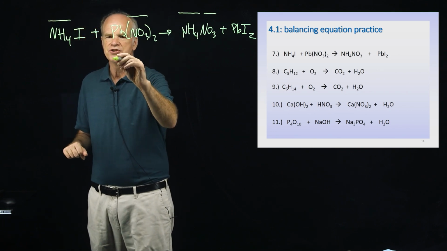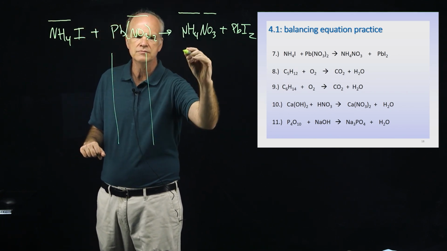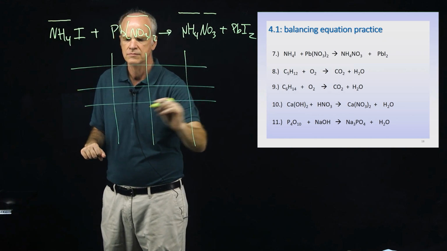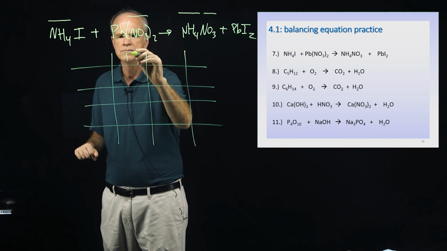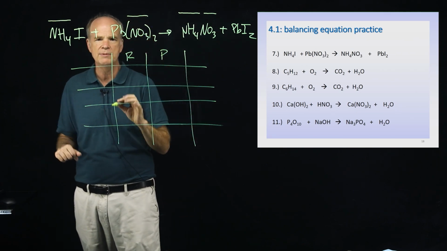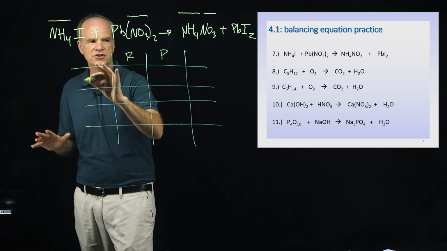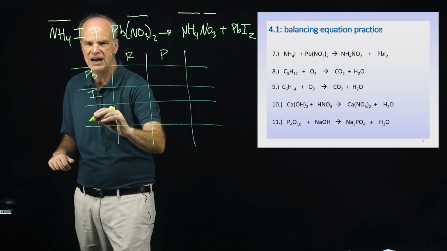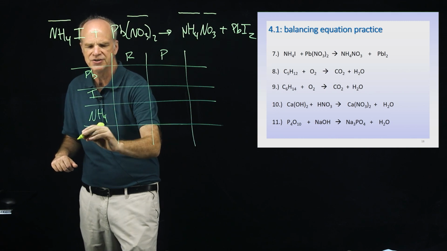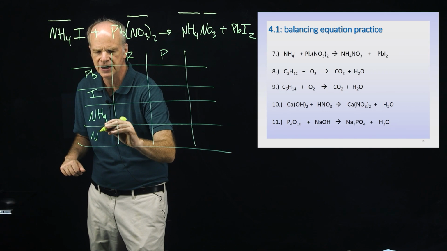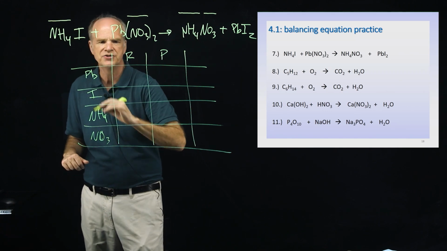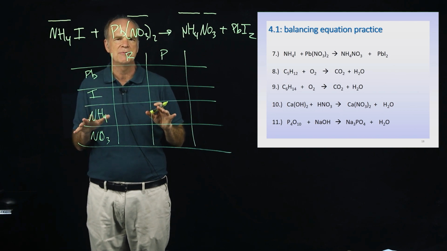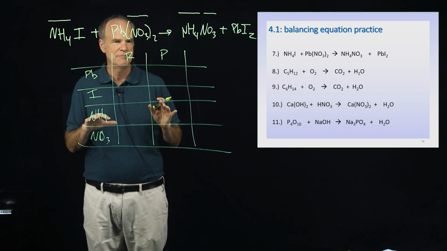So I'm going to make my little chart. And in addition to elements like lead and iodine, let's balance whole ions like this: NH4 for ammonium and NO3 minus for nitrate. Okay, let's go ahead and balance the polyatomic ions first and see what happens.